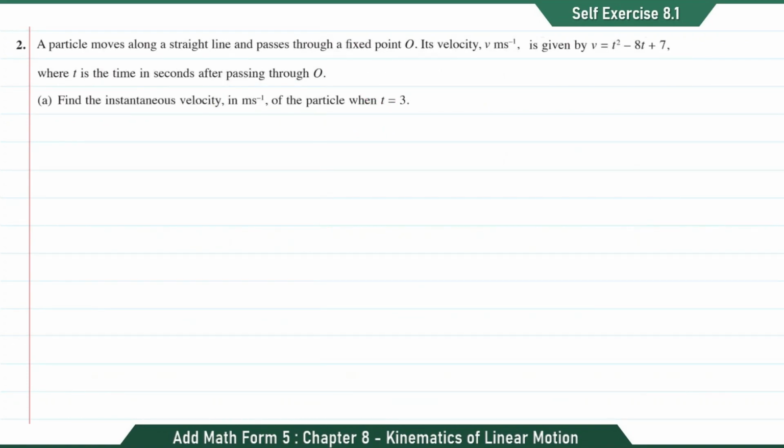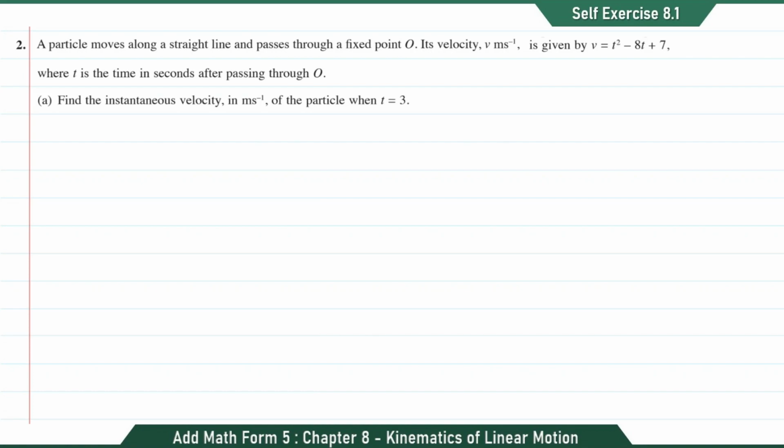Question number 2. A particle moves along a straight line and passes through a fixed point O. Its velocity v meters per second is given by v equals t squared minus 8t plus 7, where t is the time in seconds after passing through O. (a) Find the instantaneous velocity of the particle when t is equal to 3.